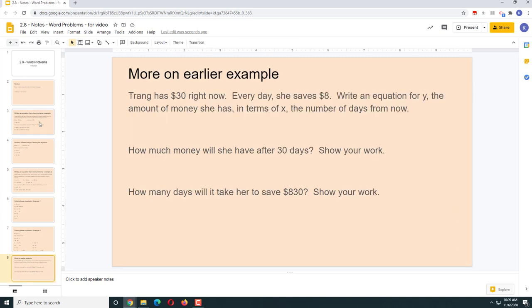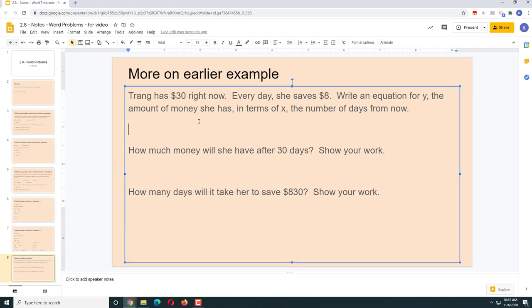How is this used in a word problem? We go back to the earlier example. Trang has $30, she saves 8. We know our equation is this. And we know that if we want to find how much money she will have after 30 days, we solved this earlier. 8 times 30 is 240 plus 30 equals 270. That's how much money. That means we're looking for y.